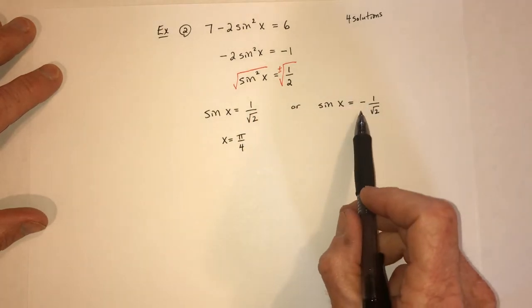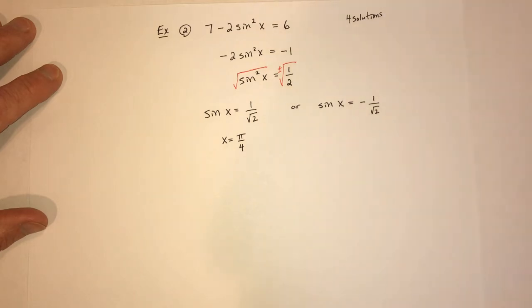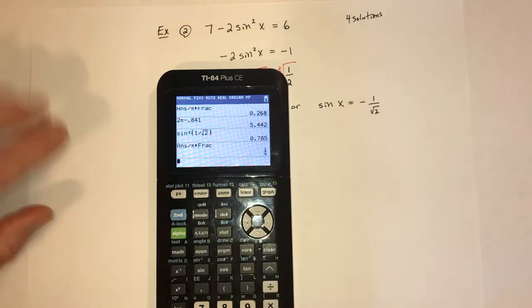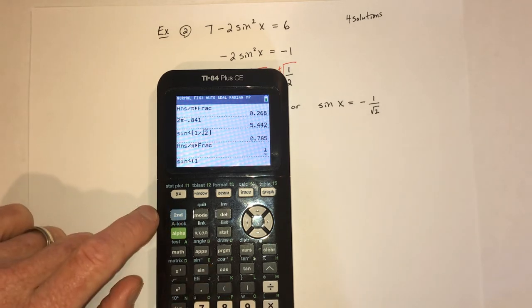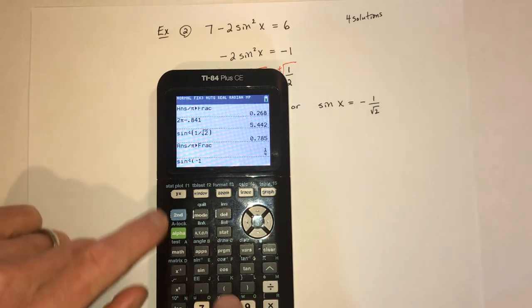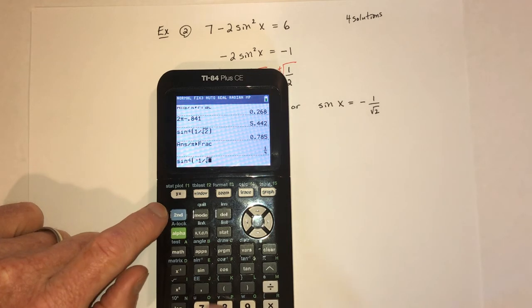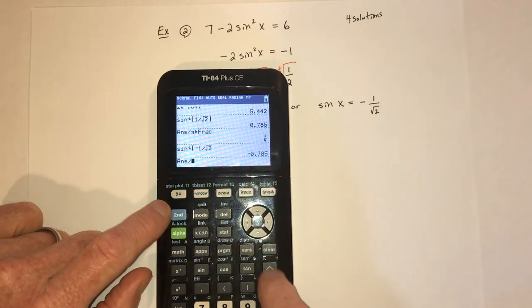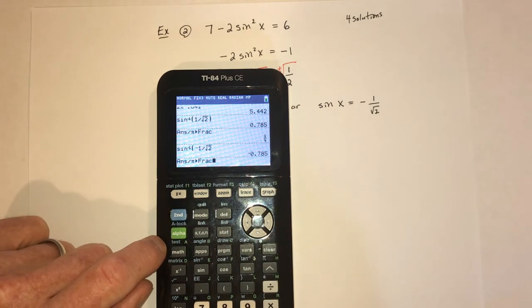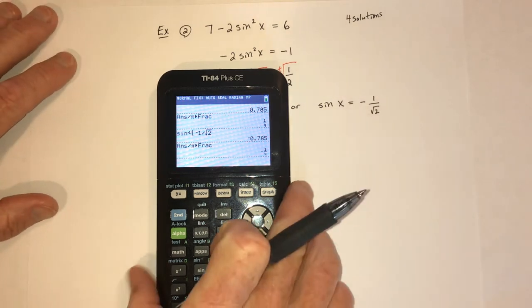And I have a feeling that this one is probably going to be negative pi over 4. Sine inverse of negative 1 divided by the square root of 2. Yep, that's negative of the same thing. It is negative pi over 4.